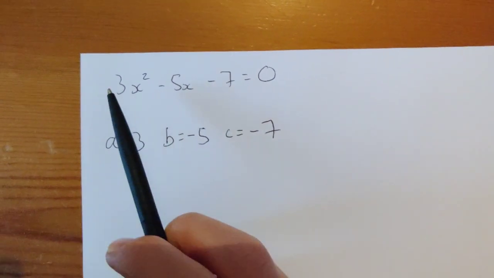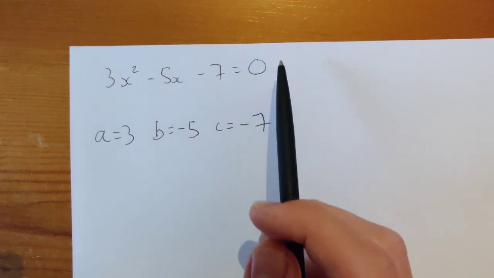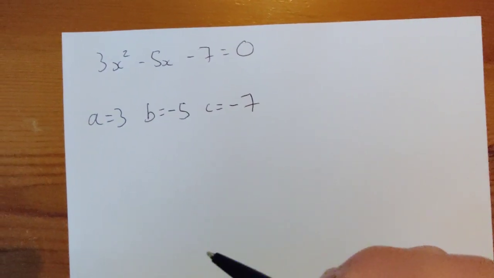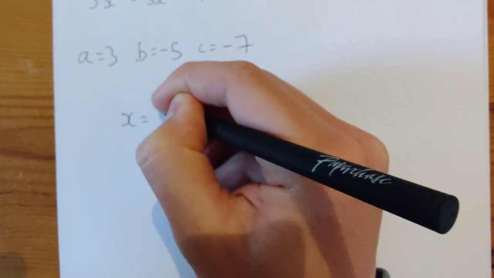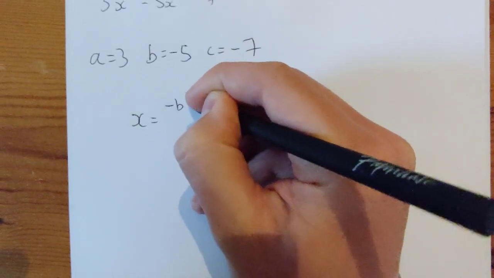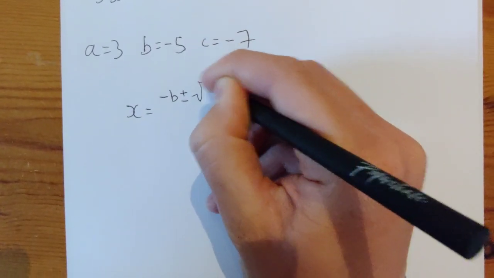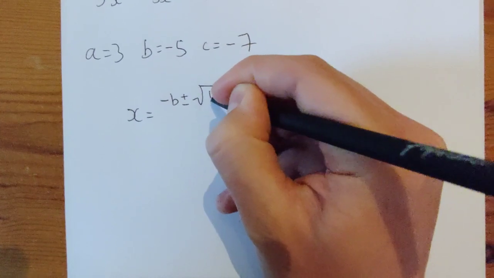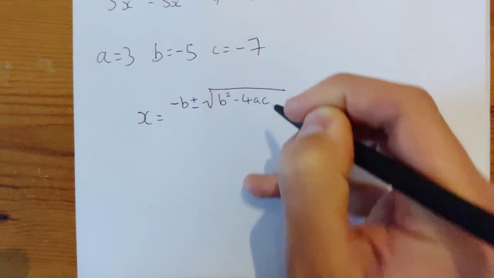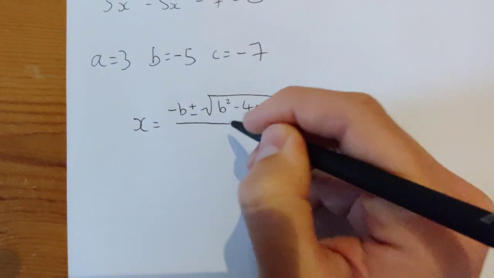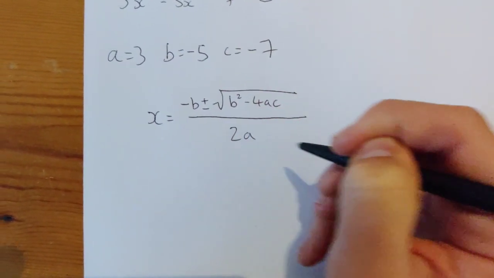Important to note, I've already got all the terms on one side and 0 on the other side. If I didn't do that, I'd have to rearrange it. Then I'm going to write that quadratic formula. X equals minus b plus and minus the square root of b squared minus 4ac over 2a.